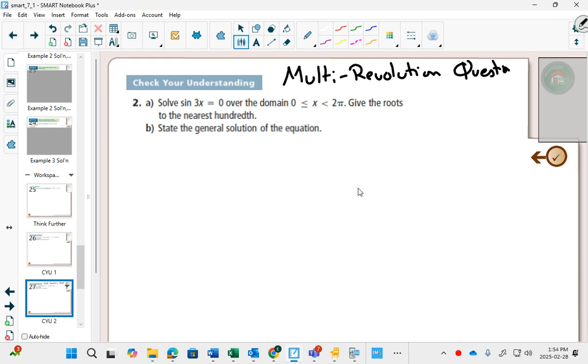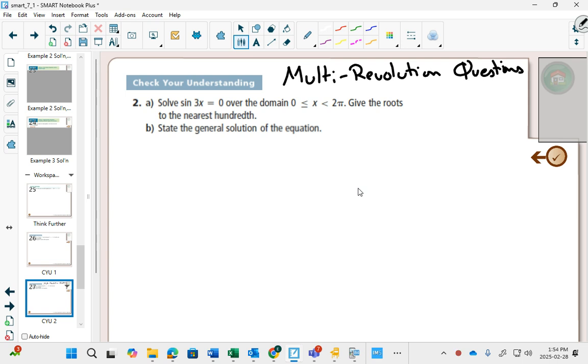I find that for certain questions that we do this year, I've given them names. Sometimes if you call a specific thing by a specific name and you remember the name, it helps you remember what to do. If you can call something, hey, this is a multi-revolution question, then it also helps you remember how to do it. So it's a teaching strategy that I do.